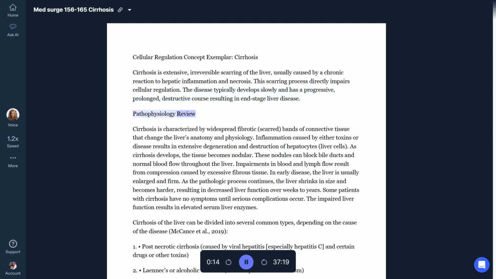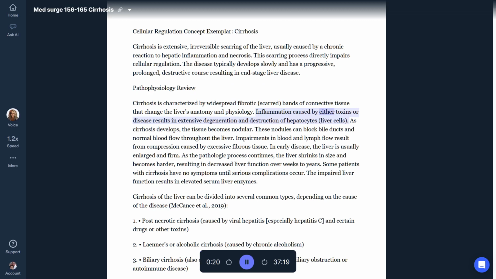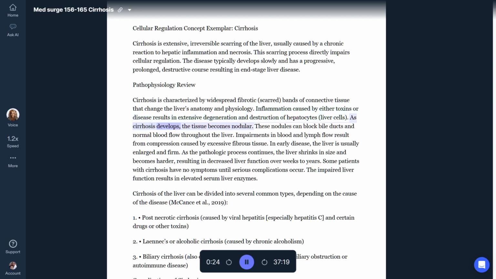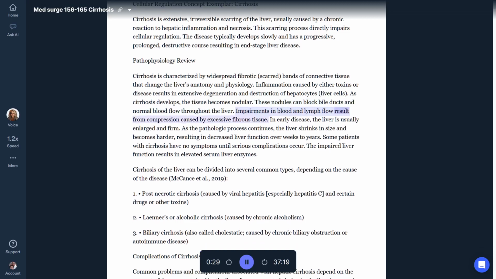Pathophysiology review. Cirrhosis is characterized by widespread fibrotic bands of connective tissue that change the liver's anatomy and physiology. Inflammation caused by either toxins or disease results in extensive degeneration and destruction of hepatocytes. As cirrhosis develops, the tissue becomes nodular. These nodules can block bile ducts and normal blood flow throughout the liver. Impairments in blood and lymph flow result from compression caused by excessive fibrous tissue.